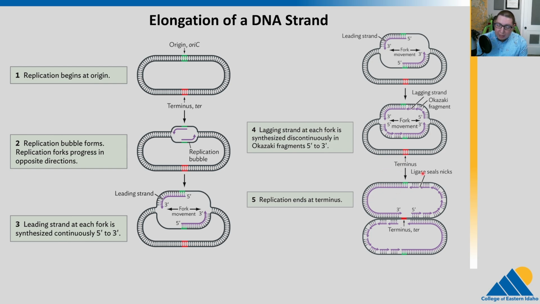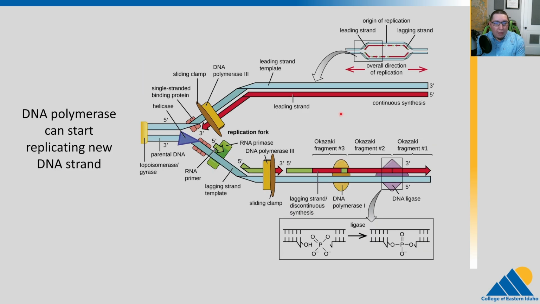And we need this to be done accurately. We can't have mistakes in there. Otherwise, we would have mutations that could potentially harm the organism. This is where our enzyme, DNA polymerase 3, comes in. DNA polymerase 3 can replicate the new strand, and it's going to do so at a rate of about 1,000 bases a second. So it's going to start copying this.